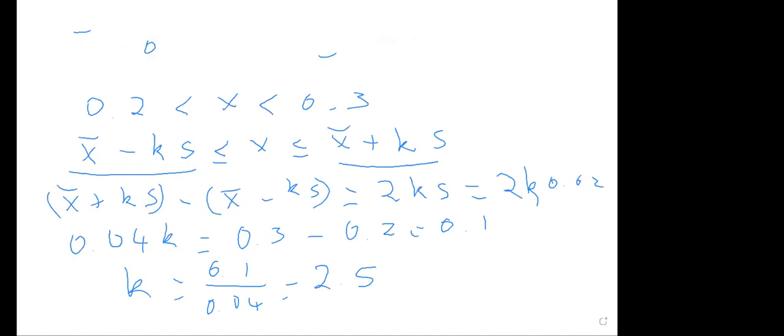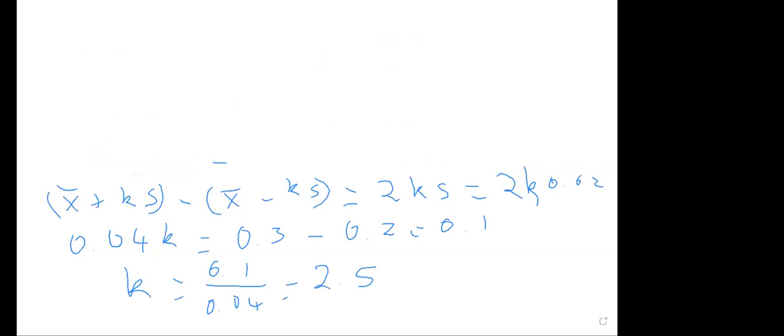So now, another way to ask the question that we had in this example is, what is the minimum proportion of values that are within 2.5 standard deviations? So K squared will be 2.5 squared.